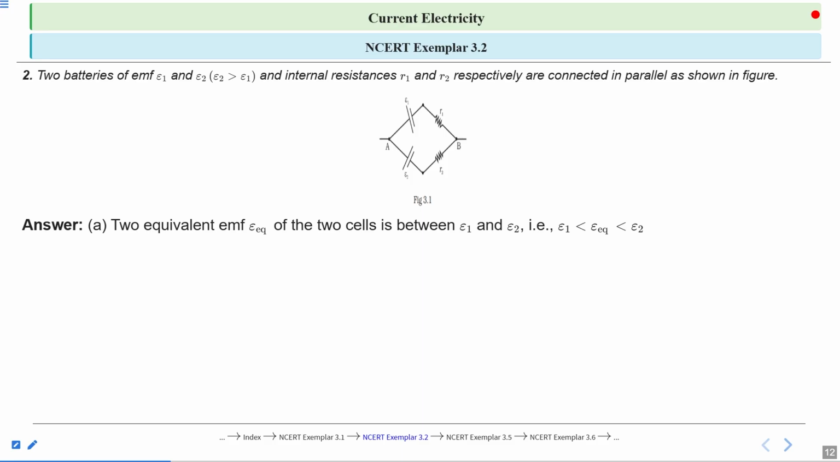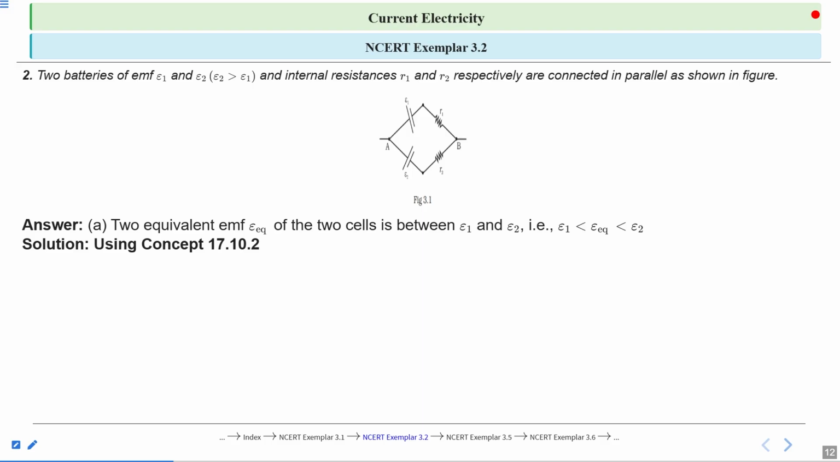So the correct option is A. The equivalent EMF, epsilon equivalent, of the two cells is between epsilon 1 and epsilon 2. So E equivalent is between E1 and E2. EMF can be represented by E or epsilon, both. So if I am saying E1 or epsilon 1, I am representing the same thing.